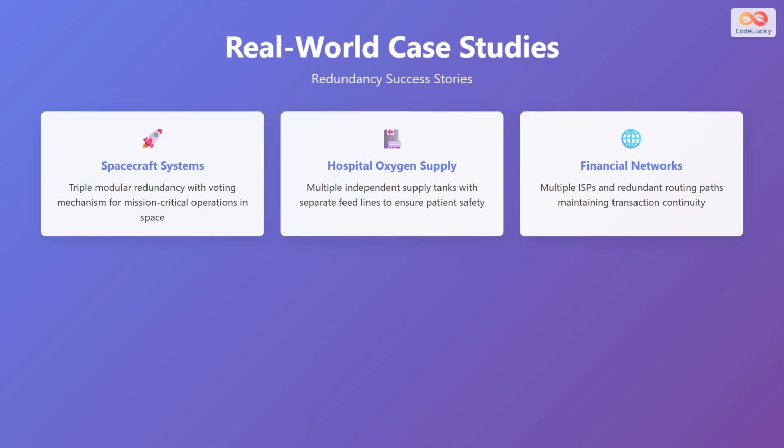Let's look at how redundancy works in critical real-world systems. In spacecraft, engineers use triple modular redundancy with a voting mechanism to make mission-critical decisions. If one system fails, the other two still function. In hospitals, oxygen supply systems have multiple independent tanks with separate feed lines to ensure patient safety, even if one supply fails. In financial networks, banks use multiple internet service providers and redundant routing paths to ensure that transactions can continue flowing even if one network path becomes unavailable. These examples show why redundancy is so important in systems where failure is not an option.